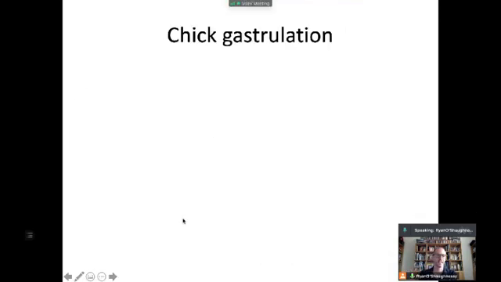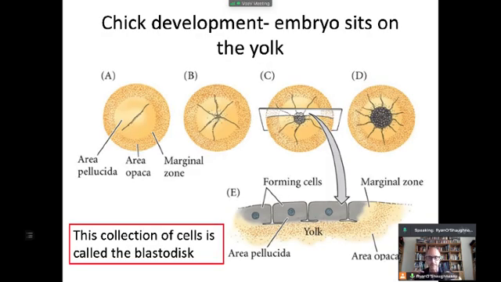Let's finally look at gastrulation in different organisms, particularly higher organisms like mammals and chick. So remember that unlike Xenopus or Drosophila, once we get to higher organisms, then the initial structures tend to be flat. So in chick development, the embryo sits on the yolk, a collection of cells called the blastodisc. And this blastodisc forms, and from this blastodisc, all other tissues are formed.